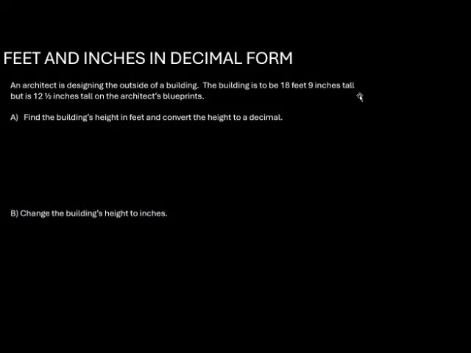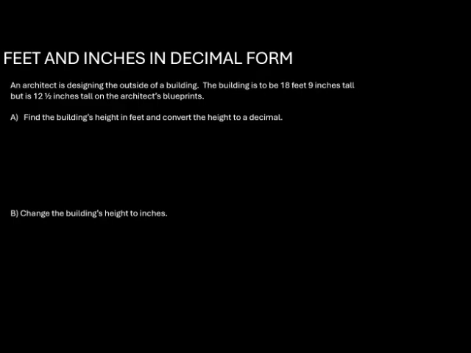Here we'll do an example involving feet and inches. We're told an architect is designing the outside of a building. The building is to be 18 feet 9 inches tall, but it's 12.5 inches tall on the architect's blueprints. We are asked to find the actual building's height in feet and convert that into a decimal.